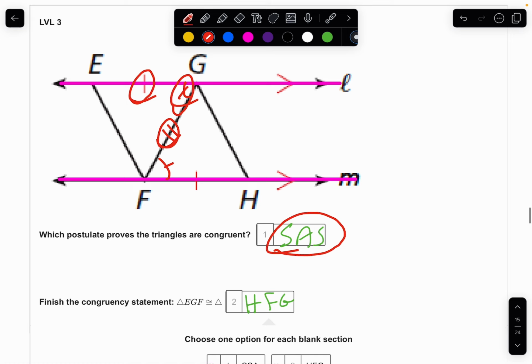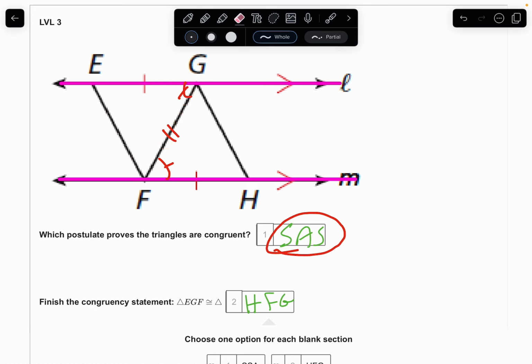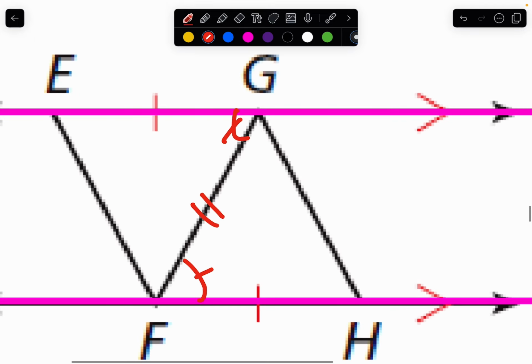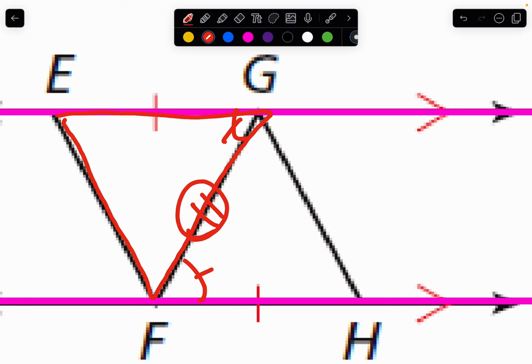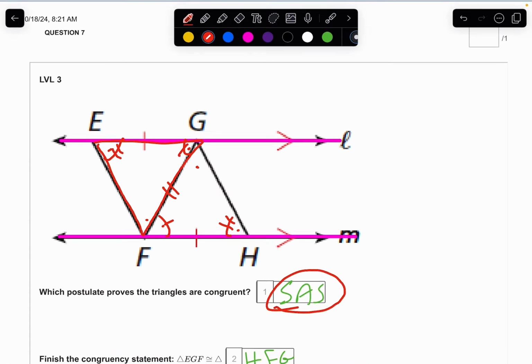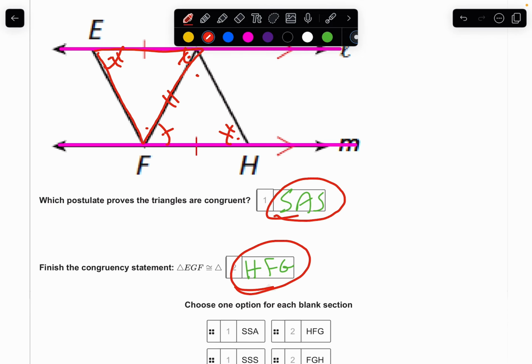And then it says, finish the congruency statements. They said EGF. What would go with EGF? Well, if I put a 2 there, I'm going to go ahead and put a 2 here. And on this one, if that's a 2, the 2 would go over here. So EGF is 2, 1, blank. So 2, 1, blank would be HFG.